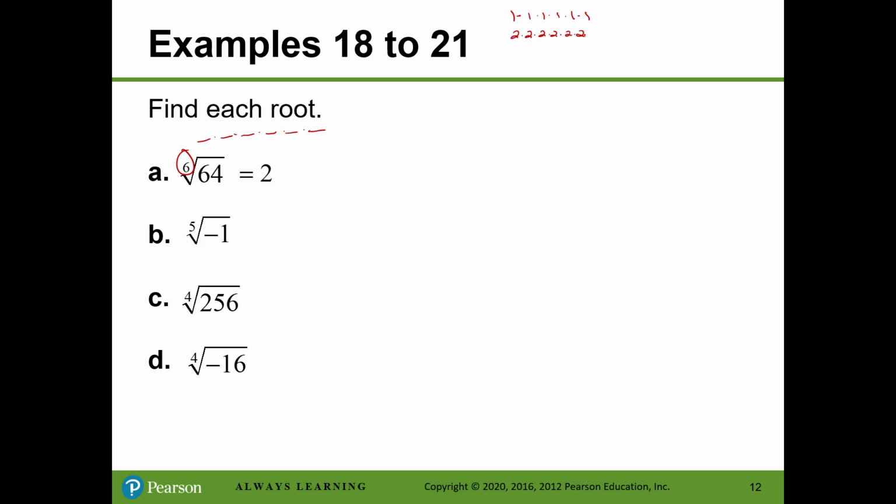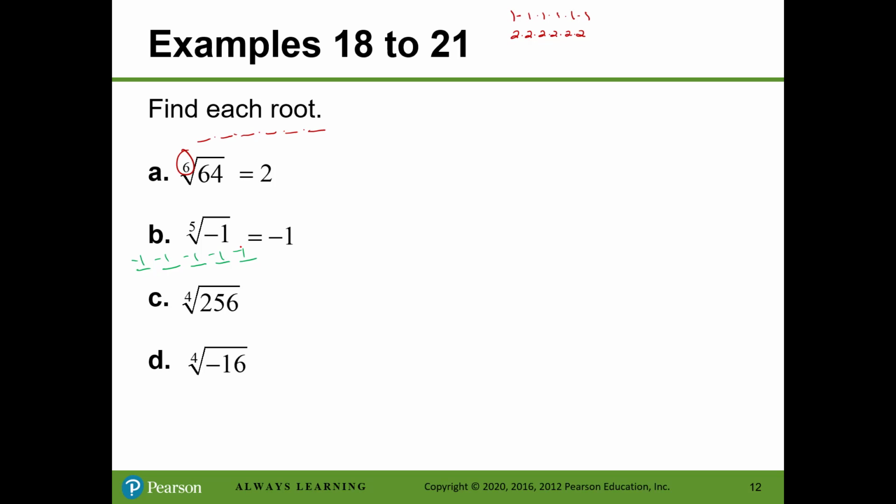Okay, look at that 5th root. How many of a kind do I need? Correct. I need 5 of a kind. And so I'm looking for 5 of the exact same number that, when multiplied together, will give me a negative 1. Well, if you said 1, that's perfect. Are all those 1s positive? Good. Every single one of those 1s has to be a negative. And would the 5th root then of negative 1 be a negative 1? Yep, you got it. There it is.